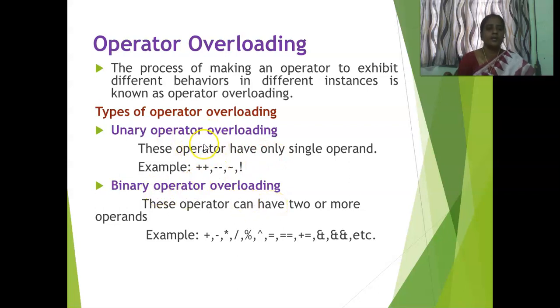Unary operator means an operator that evaluates with a single operand. These are the unary operators: increment operator, decrement operator, tilde and exclamation. Binary operator overloading: this operator can have two operands. Arithmetic operators and relational operators are binary operators that can be overloaded. And we can see the example for the operator overloading concept in the next session.